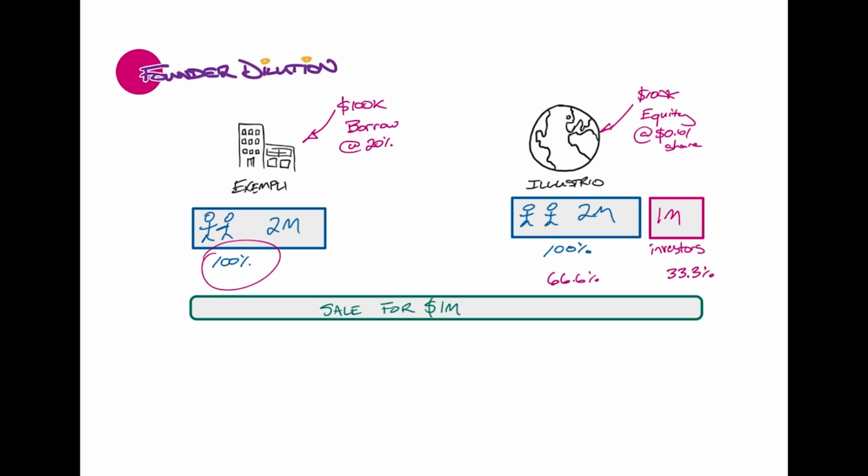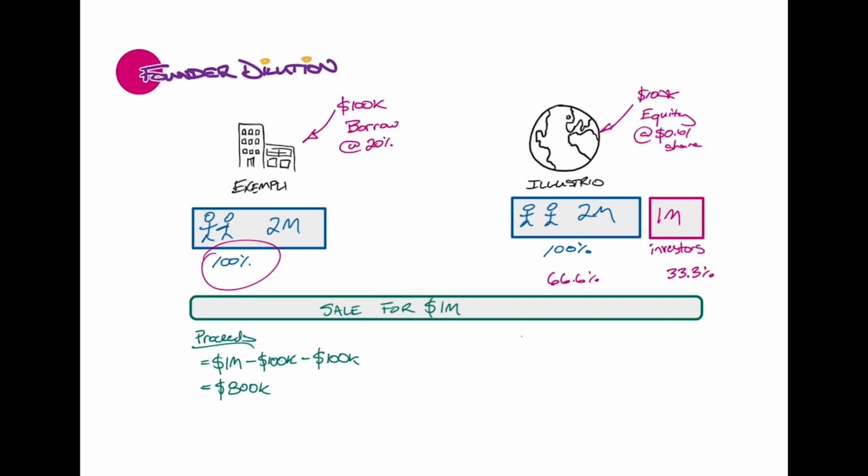Let's say that after 5 years, both companies are sold for $1 million. Looking at the proceeds that the founders of Exempli would receive, we would have to take the $1 million sale price, then subtract the $100,000 in interest that they would have paid over the past 5 years, then subtract a further $100,000 for repayment of the principal of the loan, which gives us $800,000. So the founders of Exempli would receive $800,000 of the proceeds.